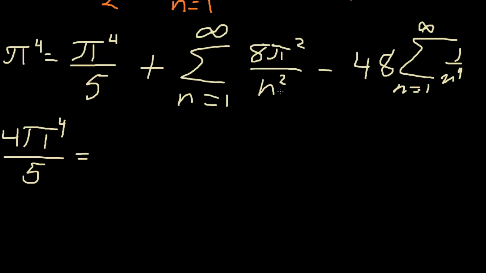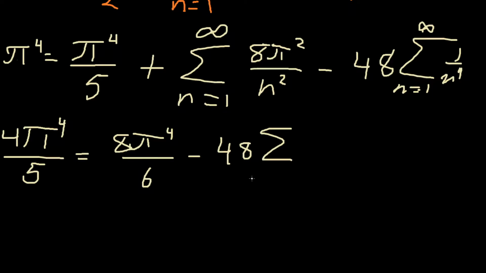is equal to... You should be aware that this is pi squared over 6 if you take its constant term here. The sum from n equals 1 to infinity of 1 over n squared is pi squared over 6. That's called the Basel problem. It's been solved. I will solve it in a future video actually, but for now take my word for it. This is actually just going to be 8 pi to the 4th over 6 minus 48 times the sum from n equals 1 to infinity of 1 over n to the 4th, which is actually, this part here is what we're trying to work out.